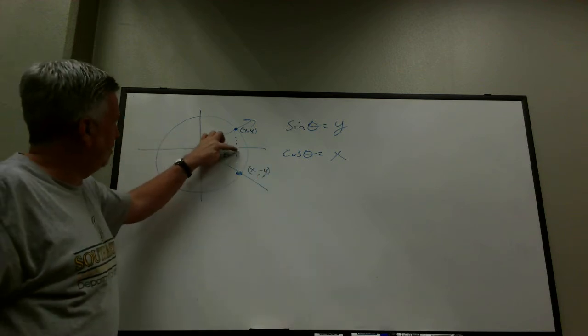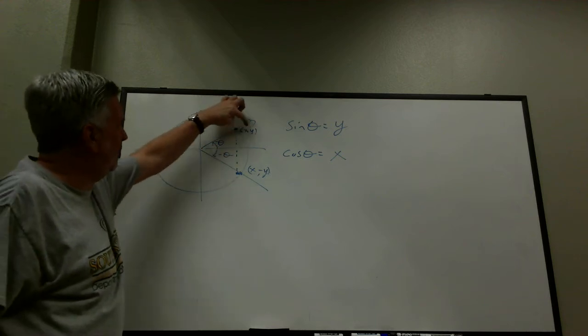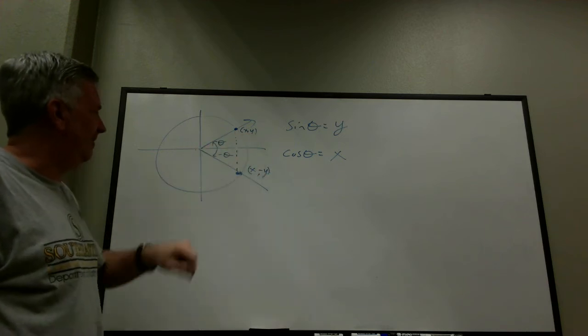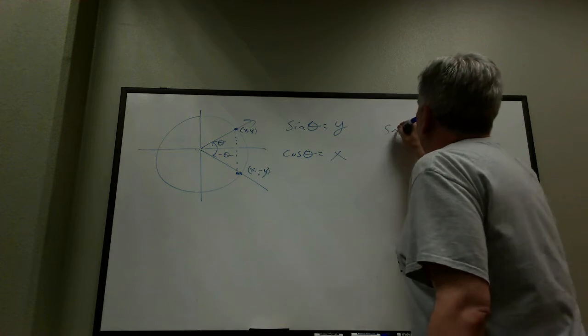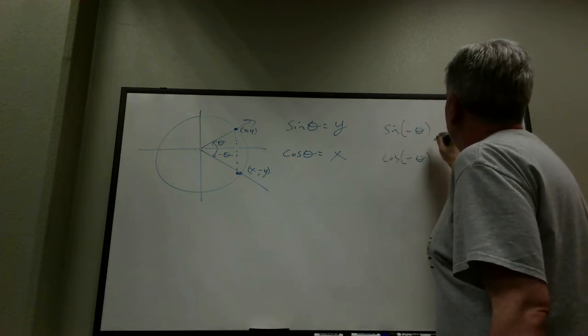Right? If that's the point (2, 3), this would be the point (2, -3). So when I write (x, y) in the first quadrant, they're both positive, right? So that's a positive x, and that's the negative of that. So let's look at this. What is the sine of negative theta and the cosine of negative theta?